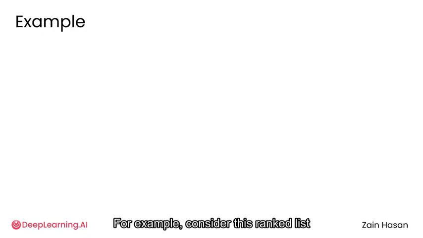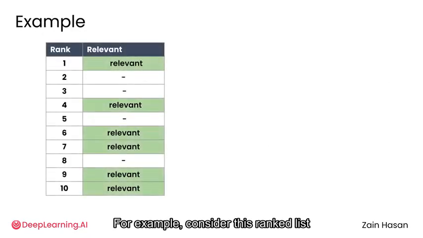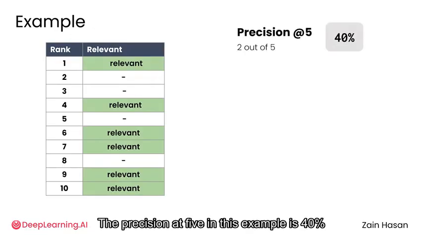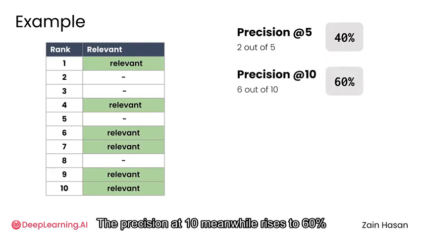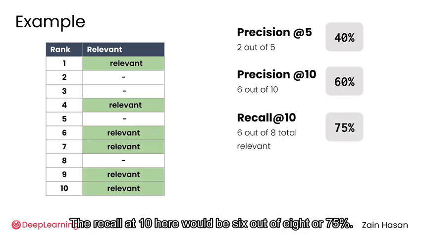For example, consider this ranked list of documents returned by a retriever. The precision at 5 in this example is 40%, since only 2 of the top 5 documents are relevant. The precision at 10, meanwhile, rises to 60%, as 6 of the top 10 documents are relevant. Suppose there are 8 relevant documents in the knowledge base. The recall at 10 here would be 6 out of 8, or 75%.